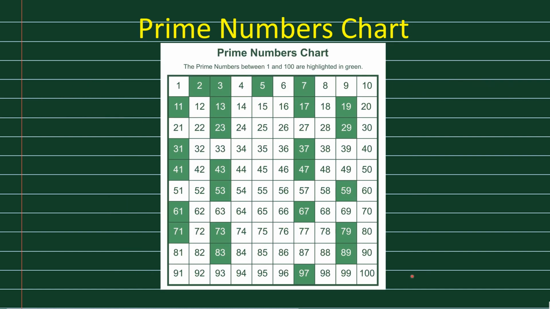Here is the prime number chart. The numbers that are shaded are the prime numbers from 1 to 100. If you want to easily determine the prime numbers, you can memorize the shaded numbers.